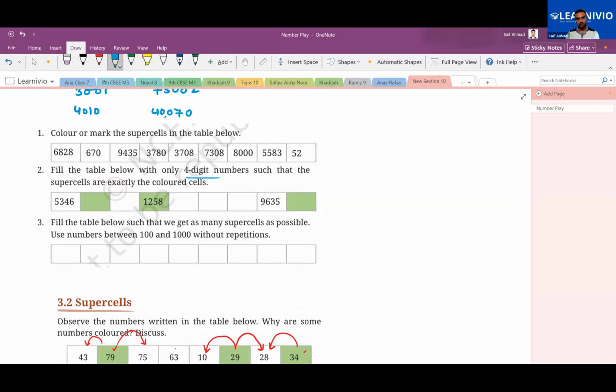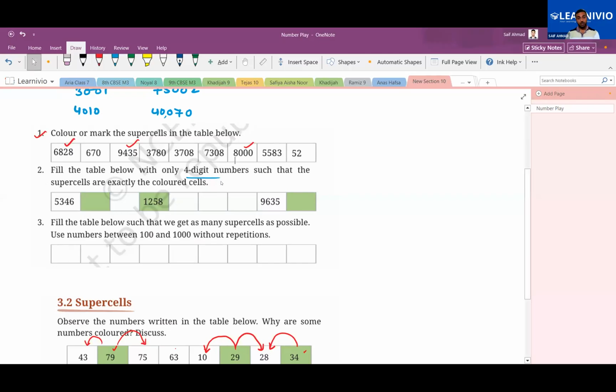On the basis of this, you have to fill the color or mark the supercells in the table below. Tell me what are the numbers you have to mark as colored? The first one, 6,828. And the third one. And 8,000. Okay. Yes.